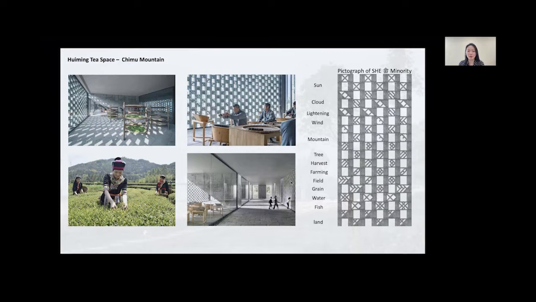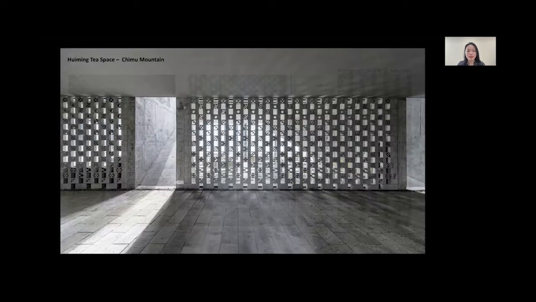At the same time, the Xu culture is also integrated with the building. The pictograph blocks are arranged vertically based on the meaning of each symbol. So the wall becomes the image wall, reconfiguring the hunting and farming history of Xu ethnic people in the mountain.